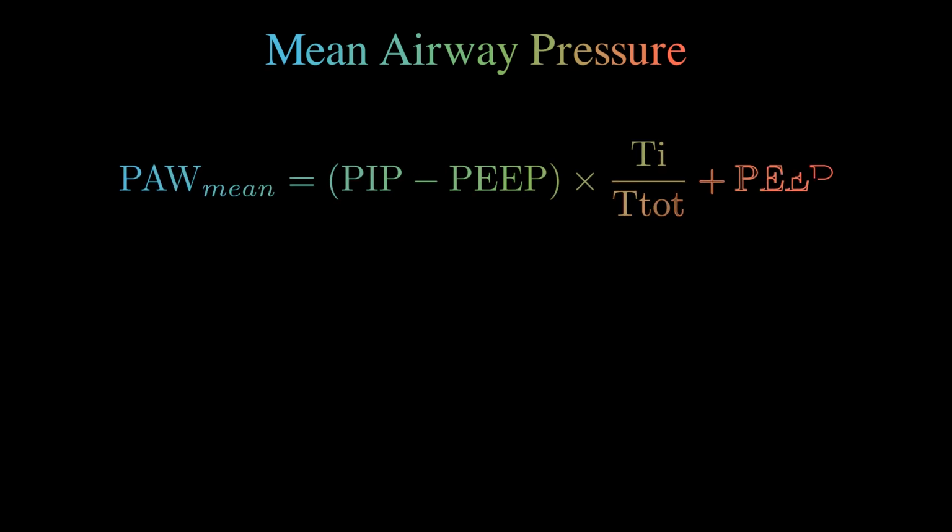Next, we are going to look at mean airway pressure. It is defined as the time-weighted average of airway pressure over a full breath cycle. Mean airway pressure directly influences the partial pressure of arterial oxygen. It is estimated by dividing the area under the pressure time curve by the duration of the breath cycle.